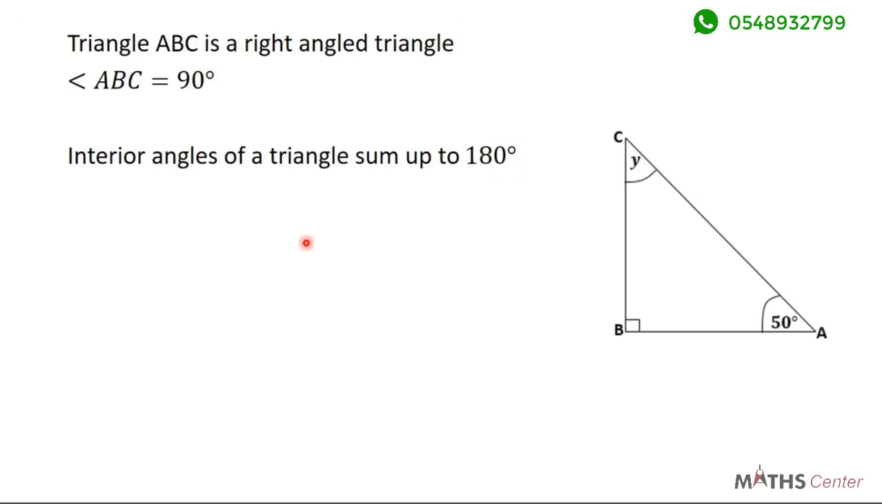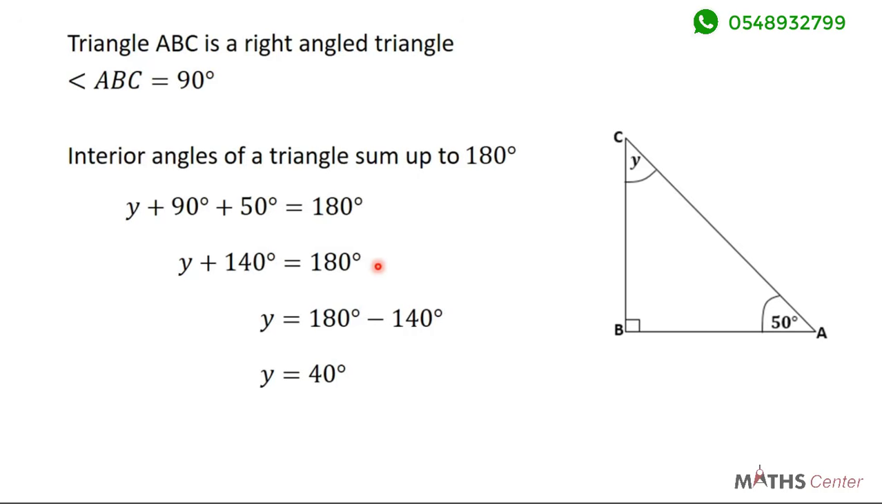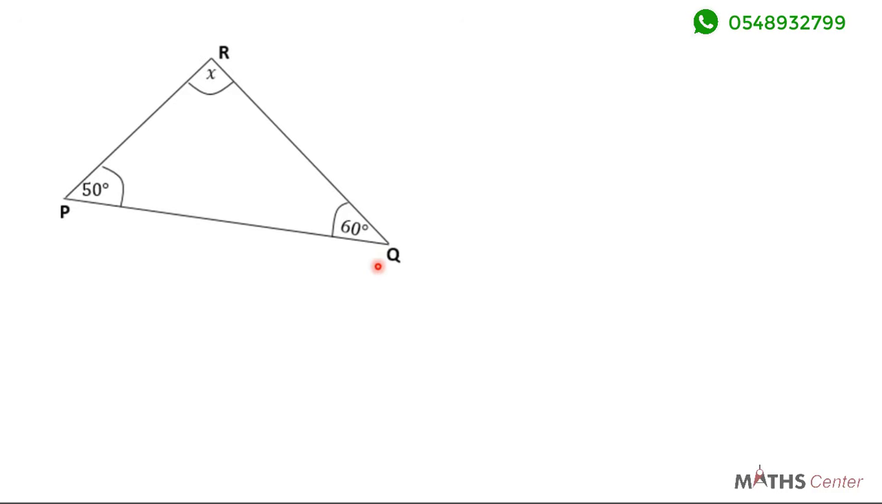We know that the interior angles of a triangle sum up to 180 degrees, so we can say that Y plus 90 degrees plus 50 degrees will give us 180 degrees. So Y plus 140 degrees will give us 180 degrees. So we can say that Y is equal to 180 degrees minus 140 degrees. So Y is 40 degrees. So we have also used the property of a right-angled triangle to find the value of Y in this question. Let's consider our last question in this video.